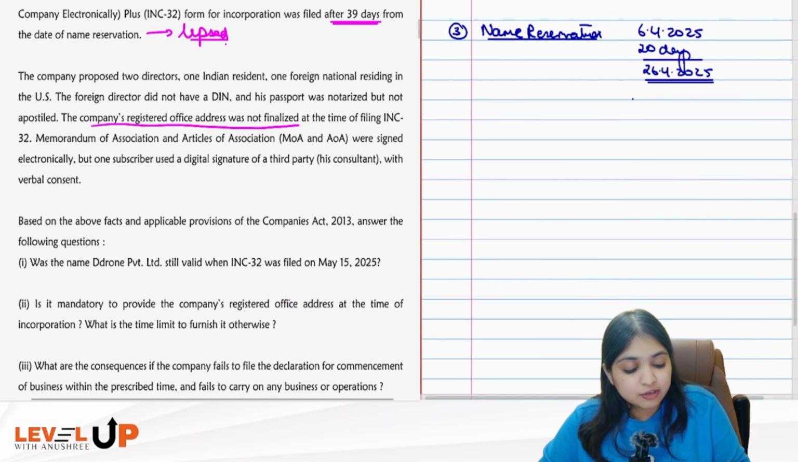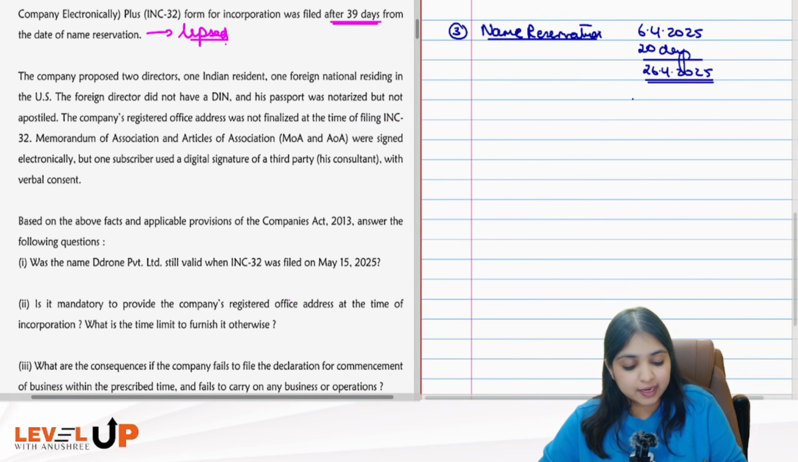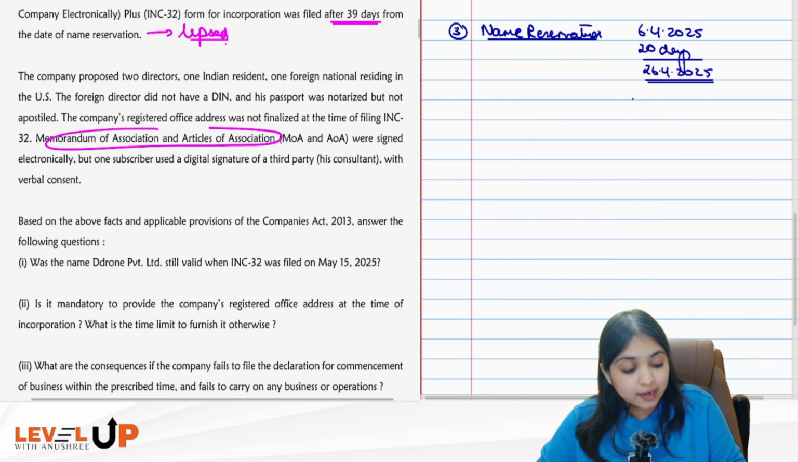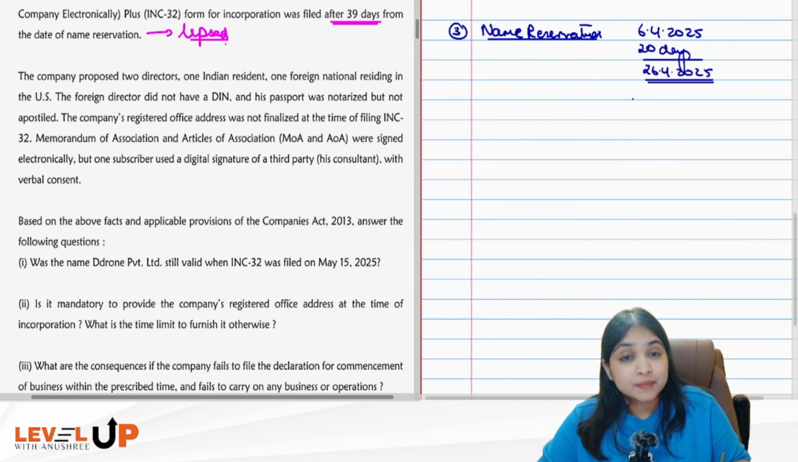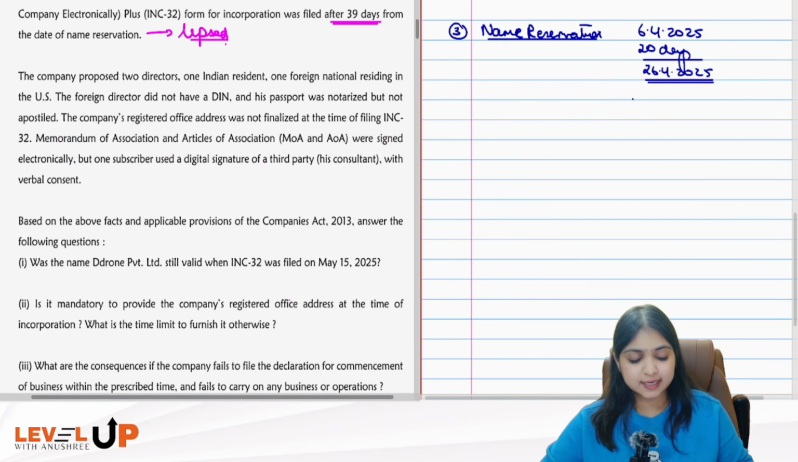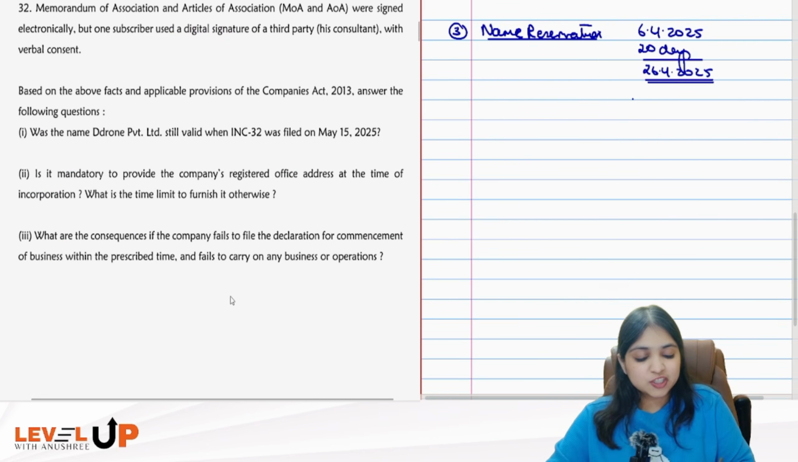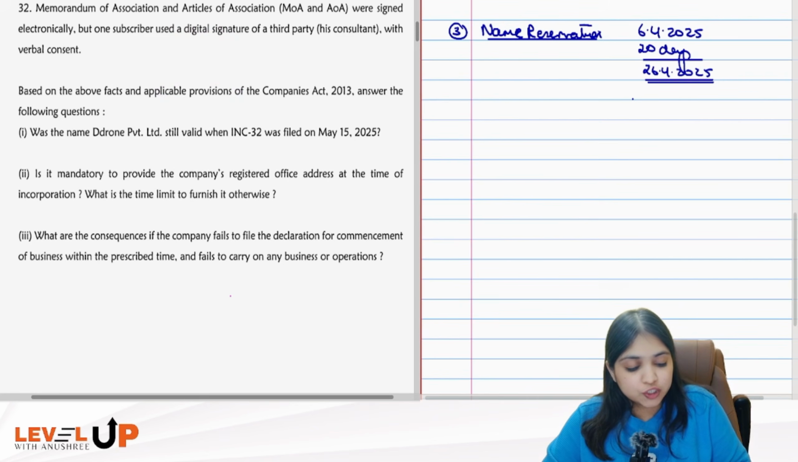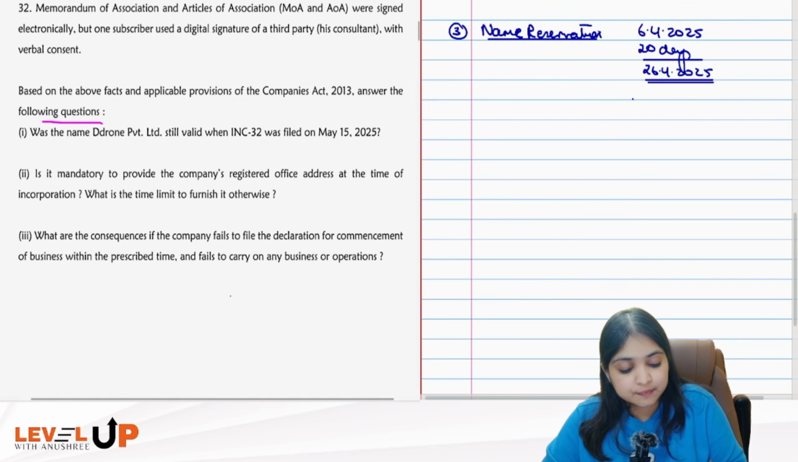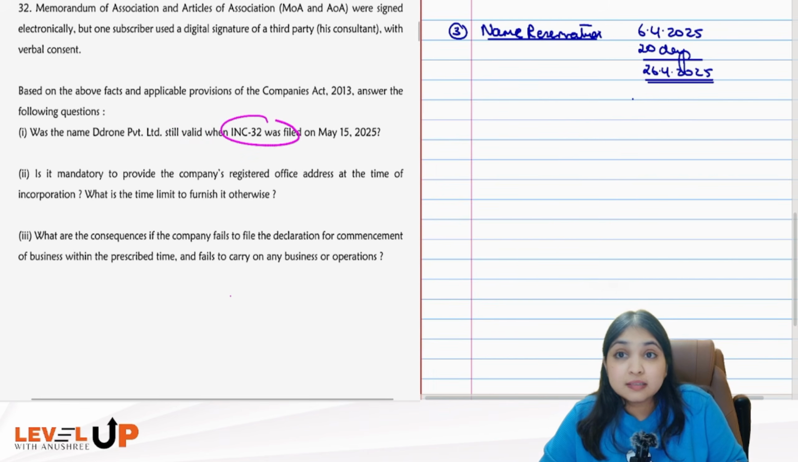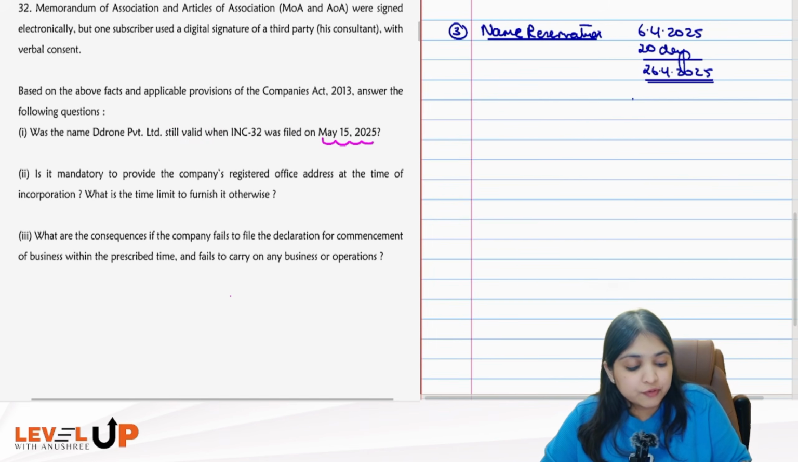Company's registered office address was not finalized at the time of filing INC 32. MOA and AOA were signed electronically, but one subscriber used digital signature of a third party with verbal consent. Let's read the whole story and then we will see what is relevant in the question. Based on the above facts and applicable provisions of Companies Act, answer the following questions. Was the name D-Drone Private Limited still valid when INC 32 was filed on May 15, 2025?